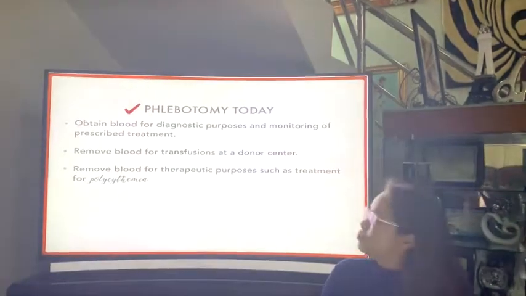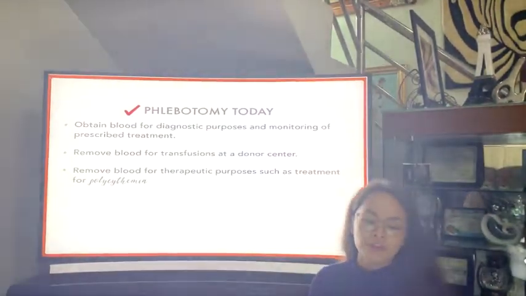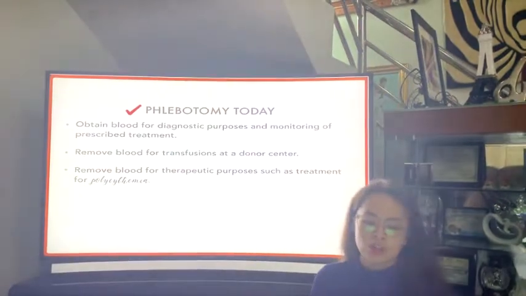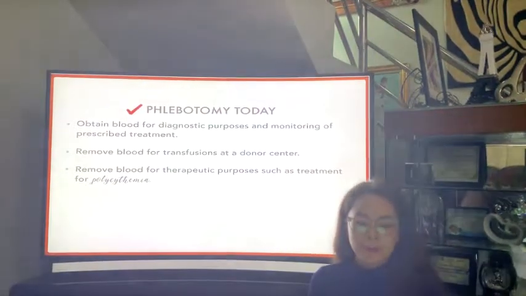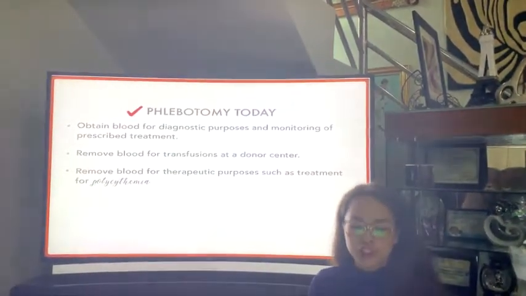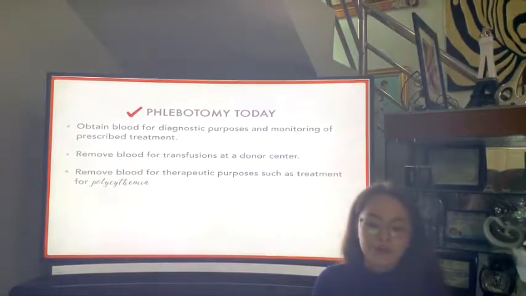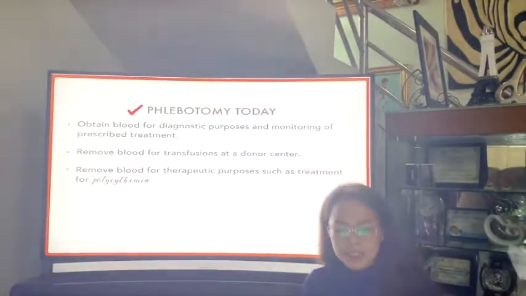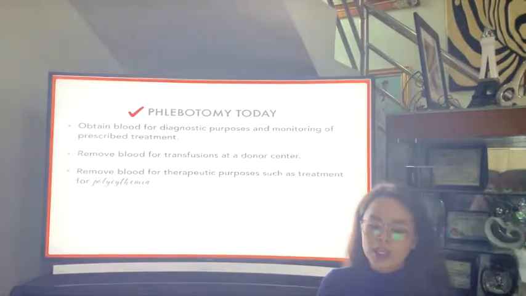Phlebotomy today, as we know, obtains blood for diagnostic purposes and monitoring of prescribed treatment. It also removes blood for transfusion at a donor center, and removes blood for therapeutic purposes such as treatment for polycythemia.